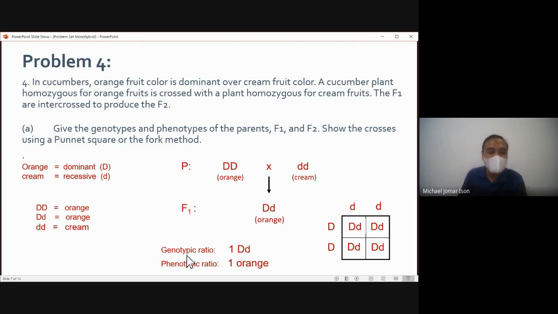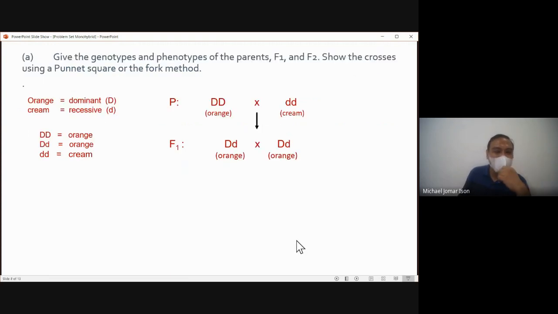So this will be giving us the genotypic ratio and the phenotypic ratio, which we will be using in letter B later on. So we're done with the P, the parents. We're done with the F1 generation. Let us now proceed with the F2 generation. To get the F2 generation, it was mentioned that the F1 is intercrossed, which means that you get one of the F1 and then you cross this with another of the F1. Since the F1 is heterozygote, you need to cross this with another heterozygote from the F1 generation as well. And this will lead us to what genotypes and phenotypes.